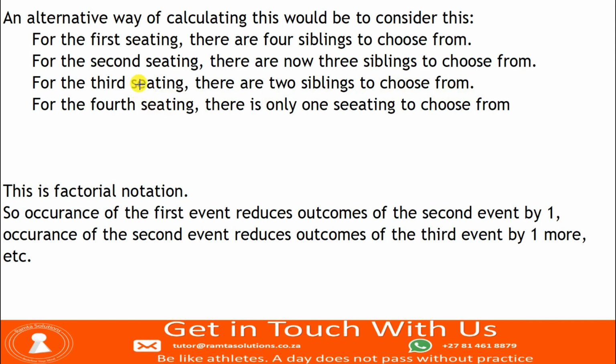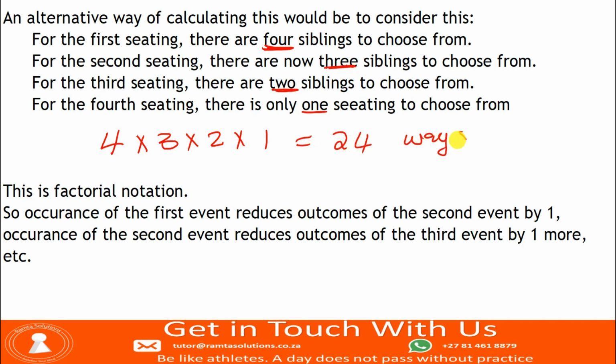When you look at it, this is event 1. For event 1, you have 4 to choose from. For event 2, you have 3 to choose from. For event 3, you have 2 to choose from. Then for event 4, you have 1 to choose from. And this is what led to 24 ways.